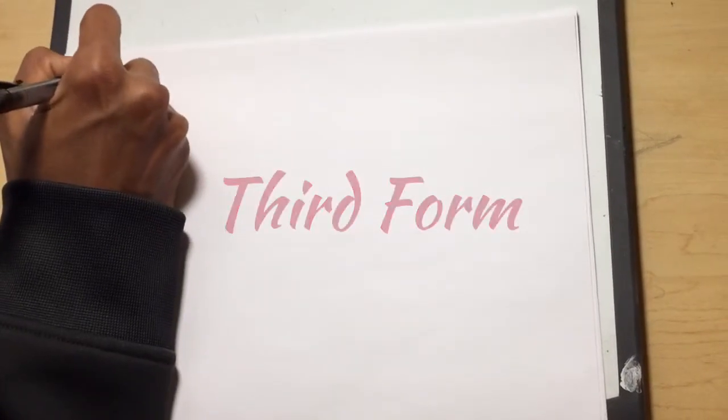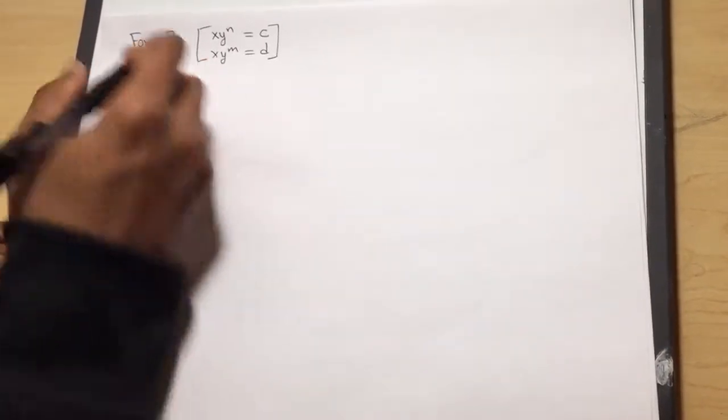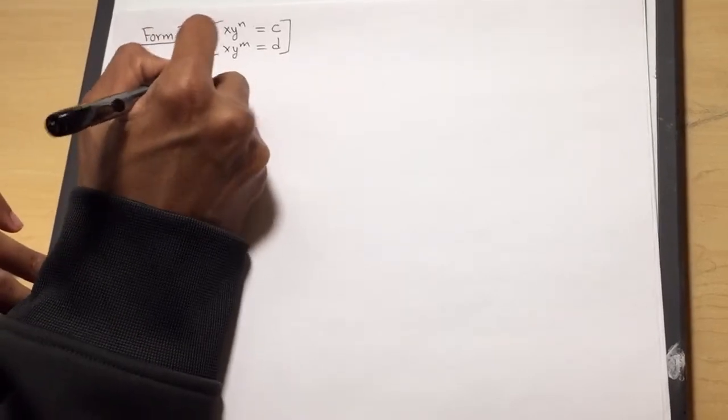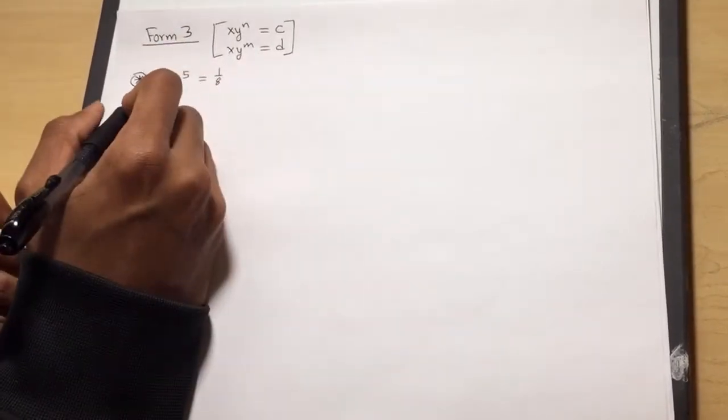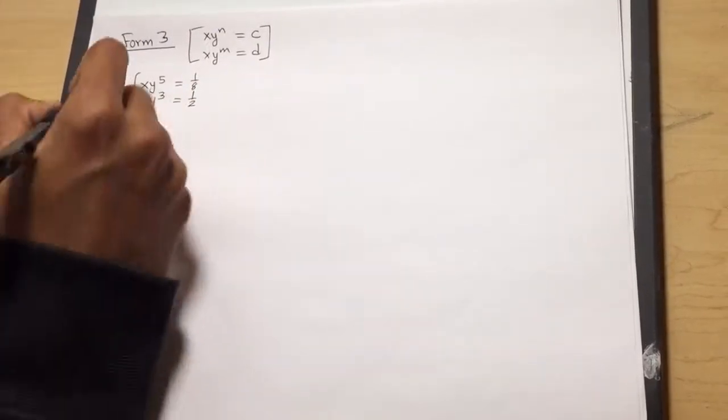Alright, so now I'm going to do the last form, which is form 3. These are all pretty easy actually. Alright, so the form is xy to the n power equals c, and xy to the m equals d. So those are my two equations, and let's do a problem now. Let's say we have xy to the 5th power equals 1 over 8, and the second equation will be xy cubed equals 1 over 2. So those are my two equations.